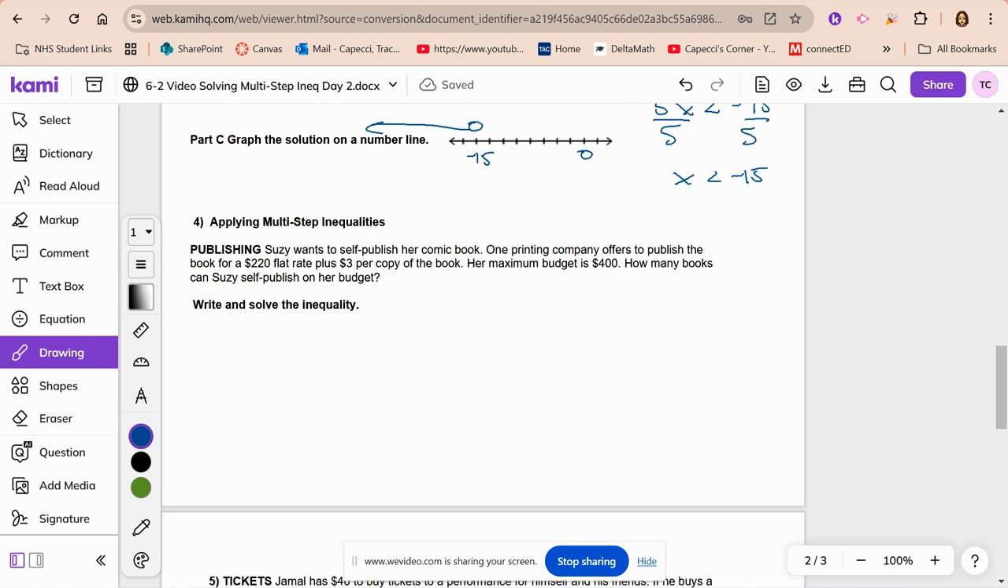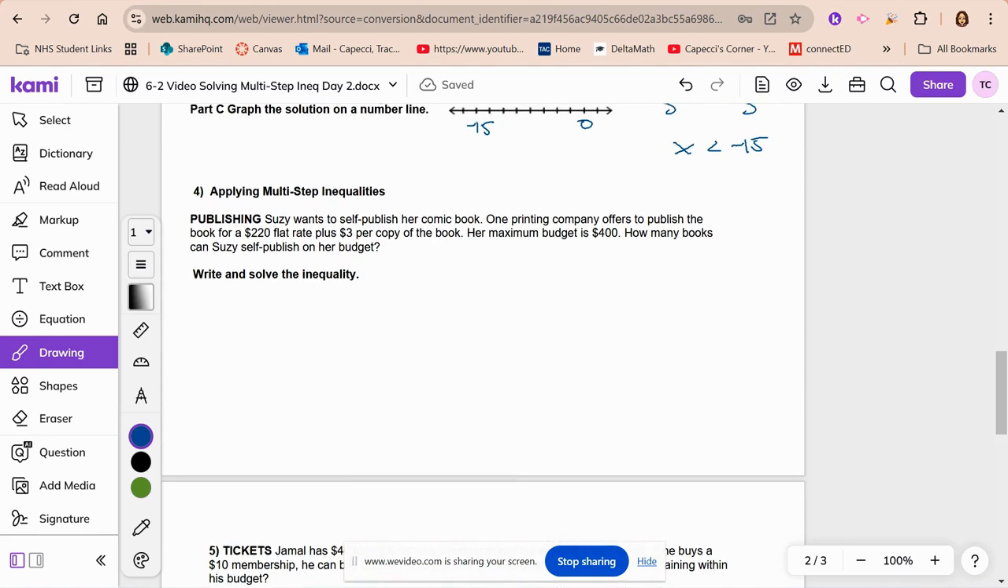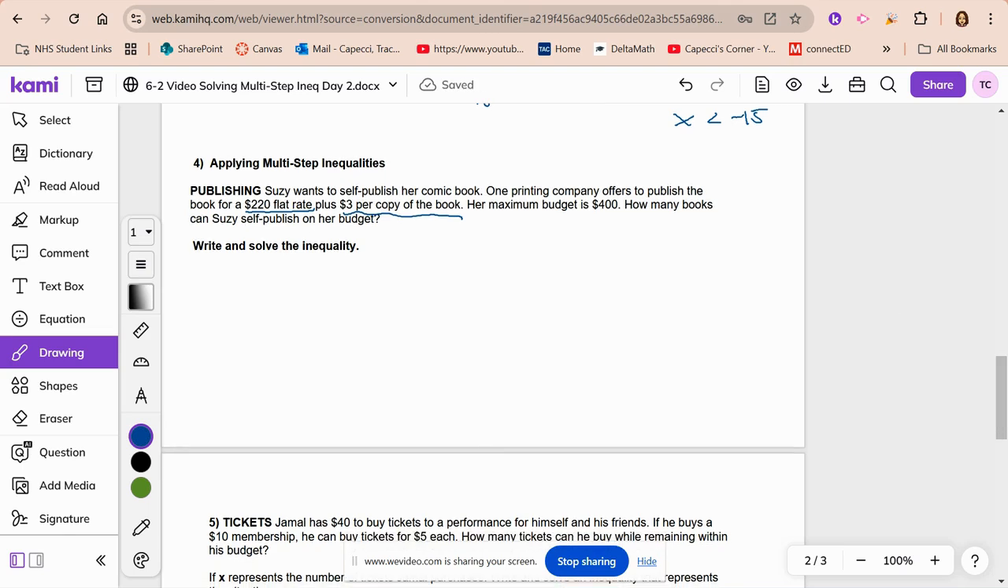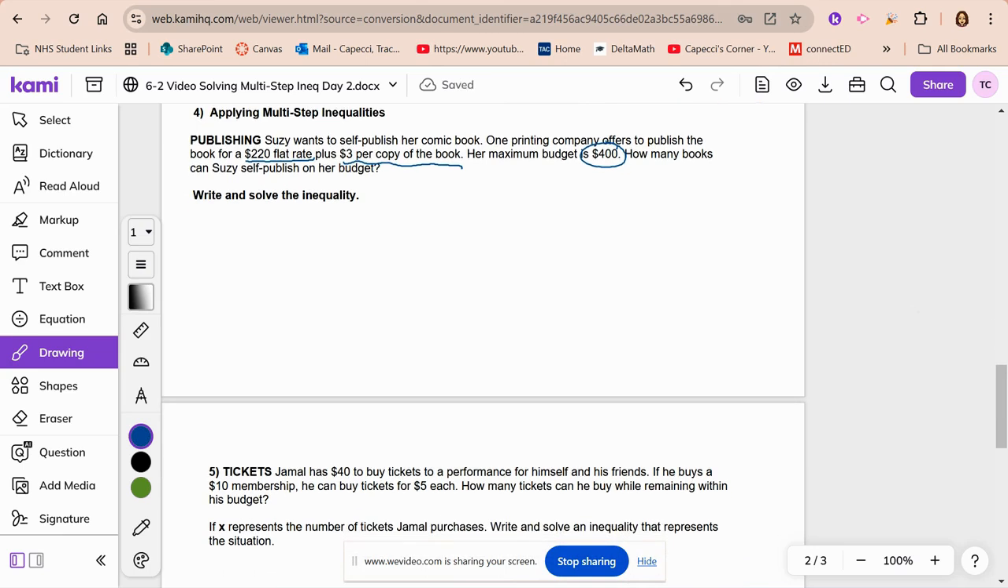All right, so let's look at some word problems. Susie wants to self-publish her comic book. One printing company offers to publish the book for a $220 flat rate, so it's going to be important, plus $3 per copy of the book. Okay, her maximum budget is $400, so that's all she can spend. How many books can Susie self-publish on her budget?